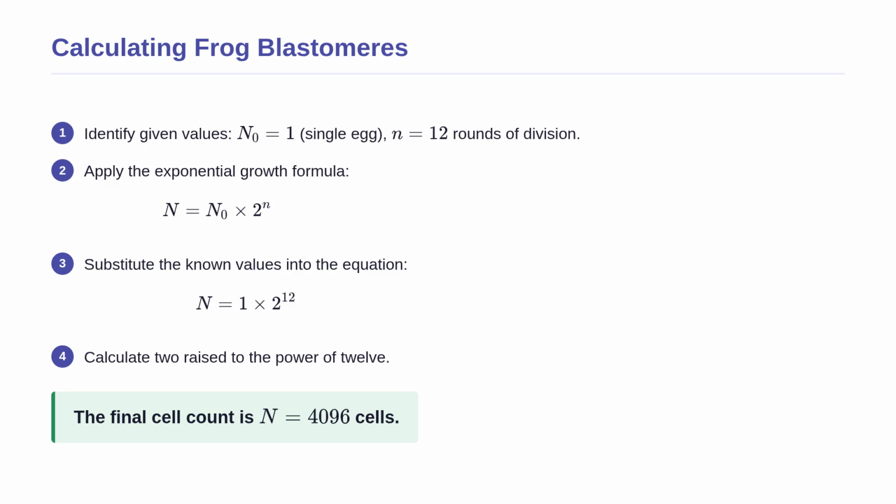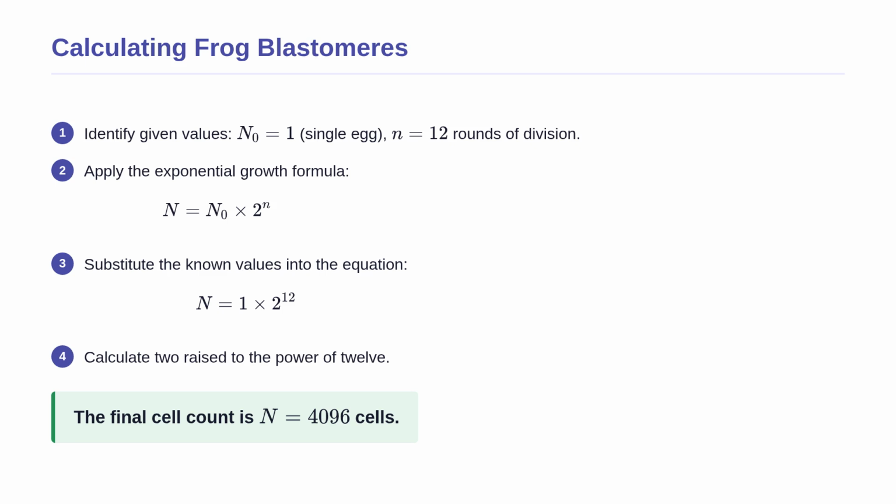Now that we have our formula, let us see it in action with a concrete example. Imagine we are observing a frog embryo in a pond. We are given that the single fertilized egg has gone through exactly 12 rounds of cell division. We need to find the total population of blastomeres. We start by identifying our knowns. N0 is 1 and n is 12. We choose our exponential growth formula because cleavage doubles the cell count each round.